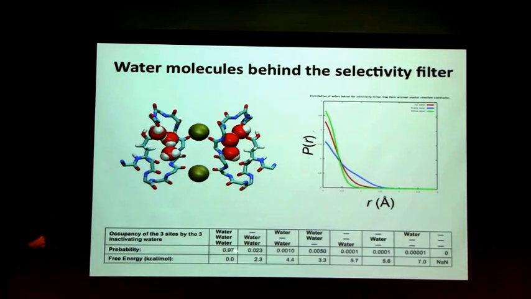You can look at the occupancy. 97% of the time you have 3 waters in there. Sometimes, you know, you have 2 waters, like maybe less than 1%. It's really very, very low. So they're almost always there.